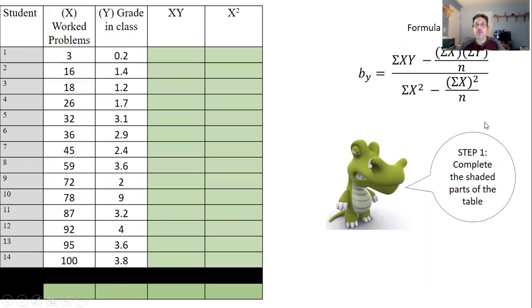So I have the part ready for you, and your task now is to fill out the column. So here's our XY column. Fill out the values and sum, and our X squared column, fill out the values and sum, and of course then sum the columns for X and Y as well. So go ahead and complete that part of the table, and then come back after you're finished and we will compare results.